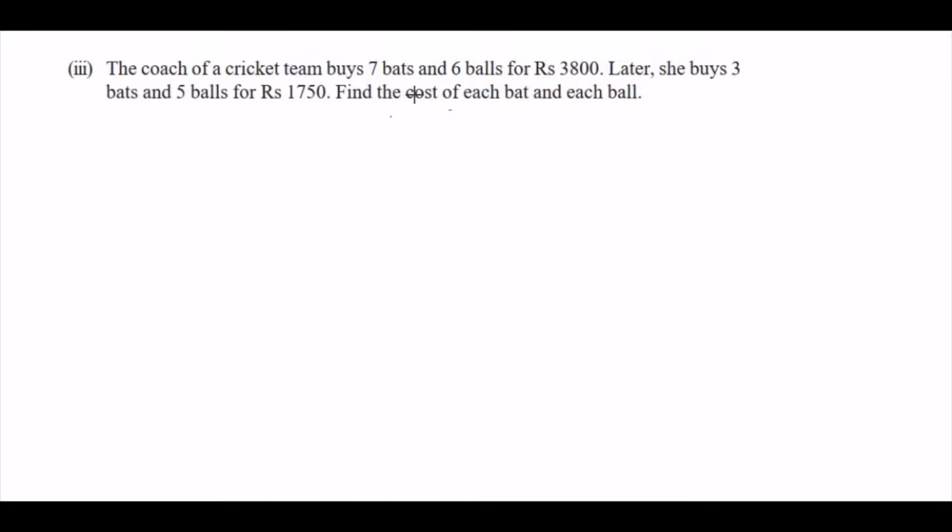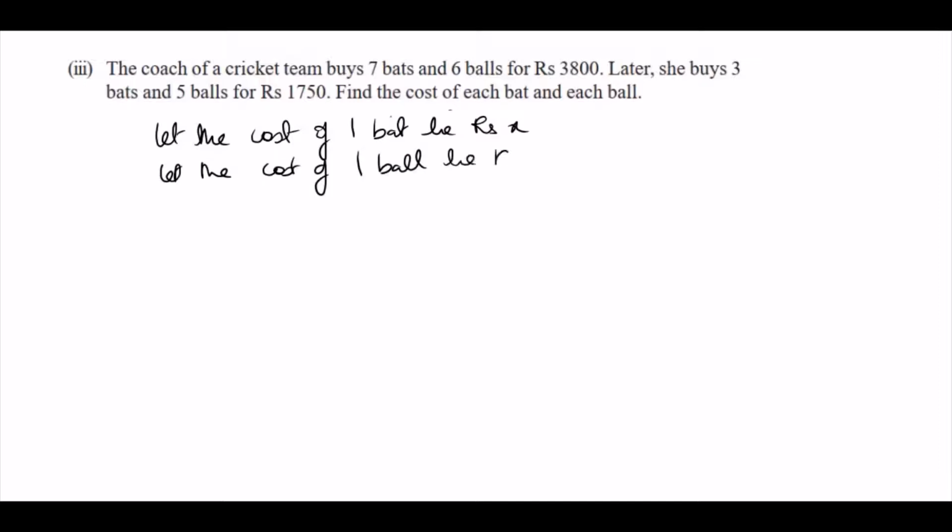You have done a similar question while doing the graphical method for finding the solution of a pair of linear equations in two variables. So here, let's assume the cost of one bat be rupees x and let the cost of one ball be rupees y. Now it's given 7 bats and 6 balls cost rupees 3,800. That is, when you add the cost of 7 bats and 6 balls, it is a total of rupees 3,800.